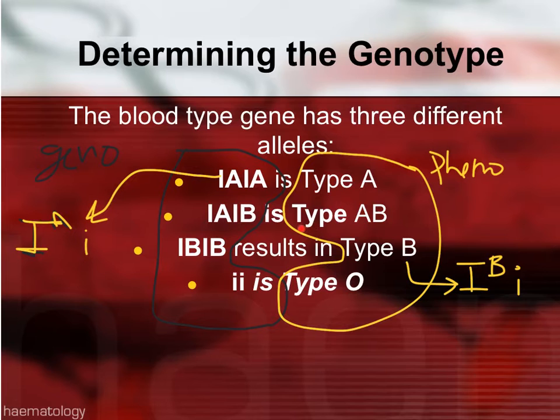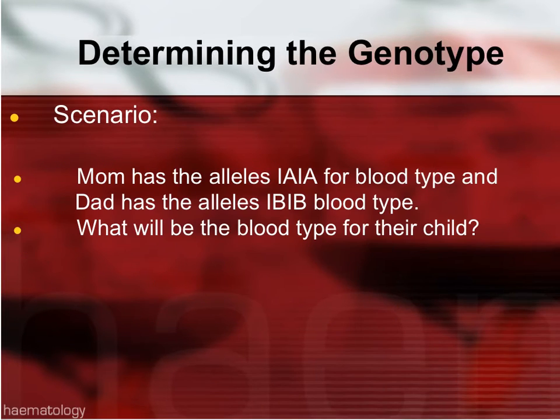We see a phenotype of type AB. Okay, let's practice. So mom has the alleles IA for blood, and dad has IB. What will be the blood type for their child? And you're going to set up this Punnett square just like any other Punnett square. Maybe I'll do it in yellow over here so it's more visible.